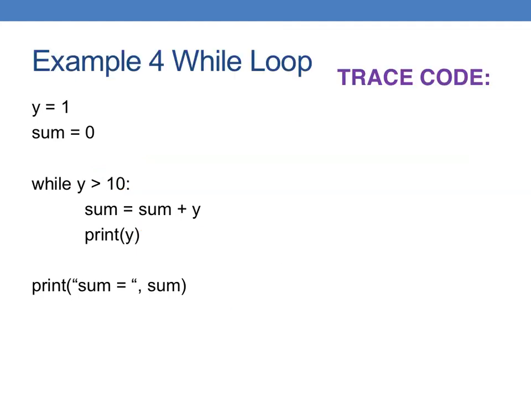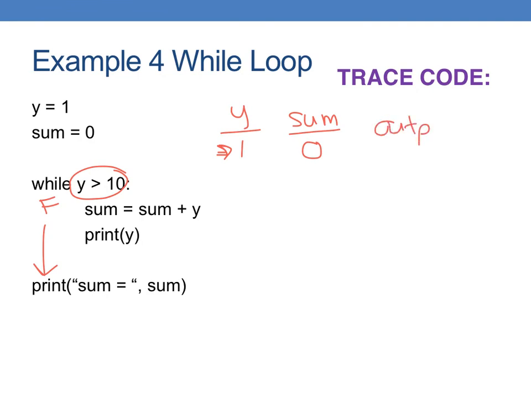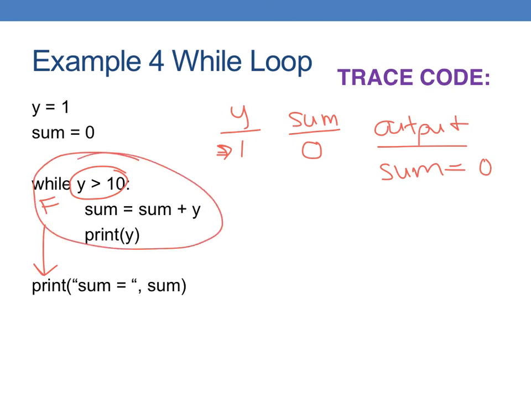Okay, fourth and final tracing example. This one we start with y is 1. Sum starts at 0. And then here it says while y is greater than 10. Okay, well, y is not greater than 10, so that is false. So we jump to the unindented code, and we just print to the screen sum equals 0. Now, some of you are wondering right now, why on earth do we have this piece of code here? We could never get inside of it.